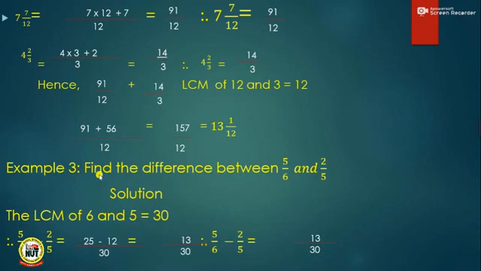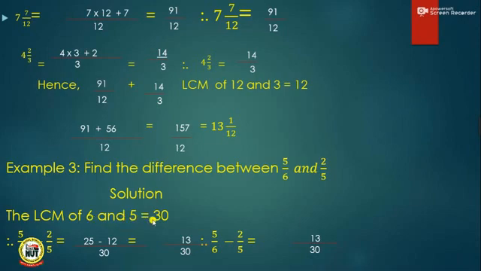Alright, let us quickly look at example number 3. Example number 3 says we should find the difference between 5 all over 6 and 2 all over 5. Difference is a mathematical term that denotes subtraction or minus. So for us to be able to find the difference between 5 all over 6 and 2 over 5, it means we're going to do 5 all over 6 minus 2 all over 5. First and foremost, we look for the LCM of the denominators, which are 6 and 5.